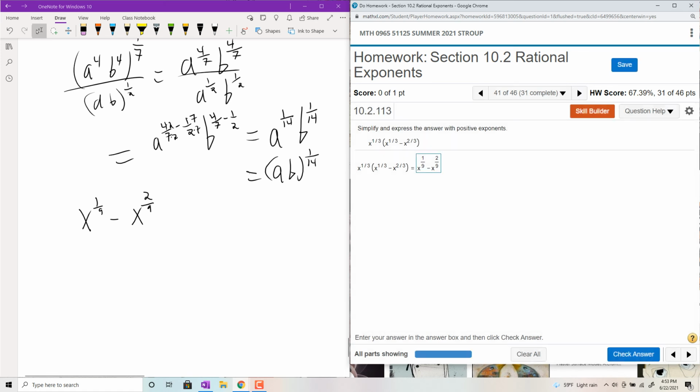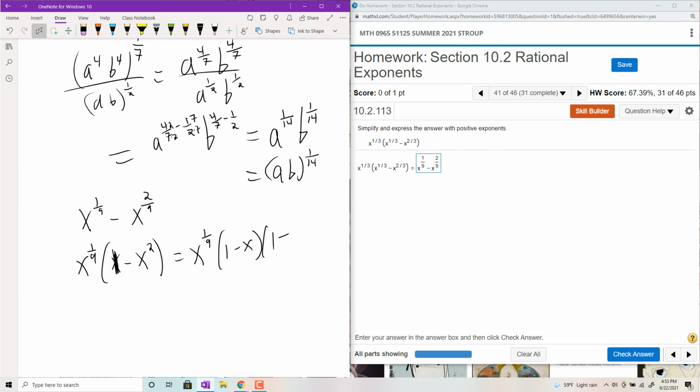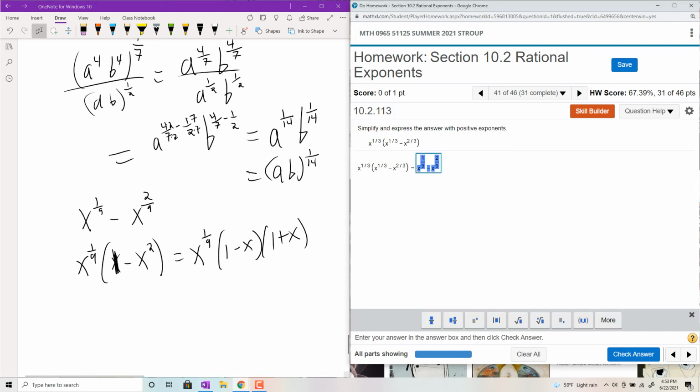I guess you could factor out an x to the 1/9 like that, and then you get x minus x squared. I mean, it looks weird, but that works. Oh, no, that would be 1 minus x squared, and then you could get x to the 1/9. Well, that is weird. 1 minus x times 1 plus x. I don't know if they want that, but that would be some craziness if they did, huh?